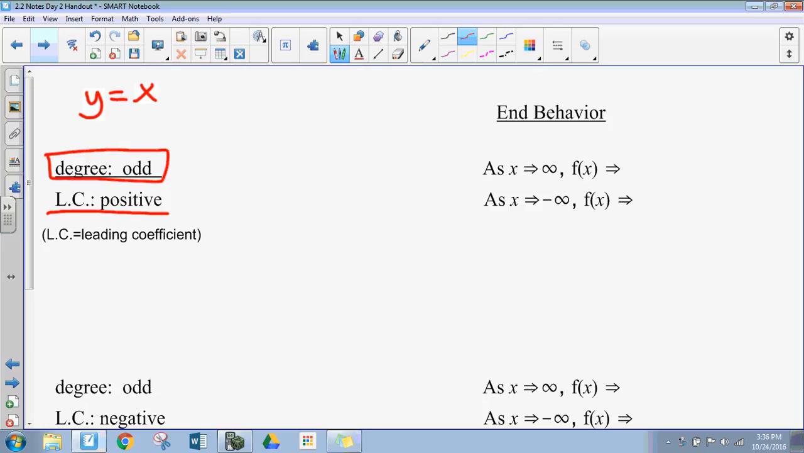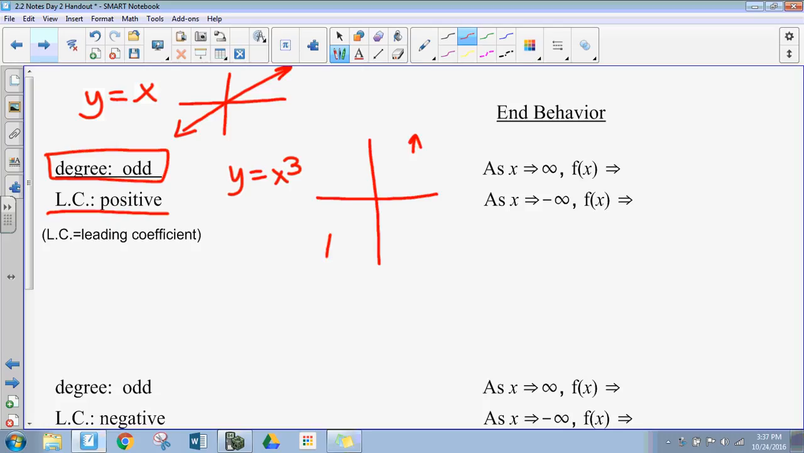When you think about the graph of y equals x, it has a positive slope, so it's going up and to the right. A positive slope would look like this. Now, any polynomial that has an odd degree and a positive leading coefficient is going to have that same end behavior. So what's happening at the arrows? Like y equals x to the third, that one is going to have the same end behavior. It's going to be going up there and down there.